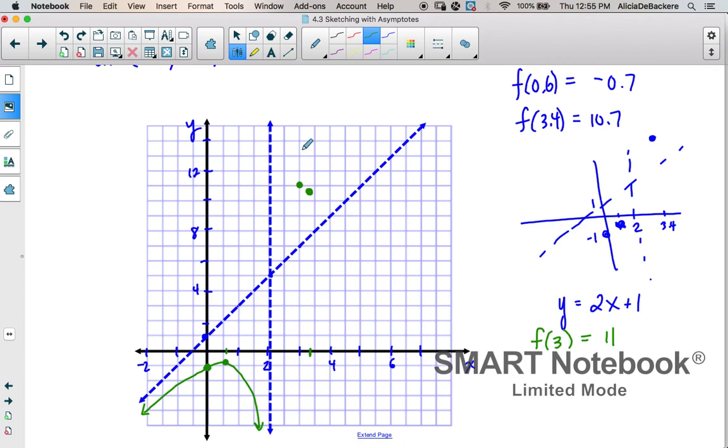So there's my second point, and from here I'm going to just approach the vertical asymptote and then approach the oblique asymptote. And there's a sketch of my graph.